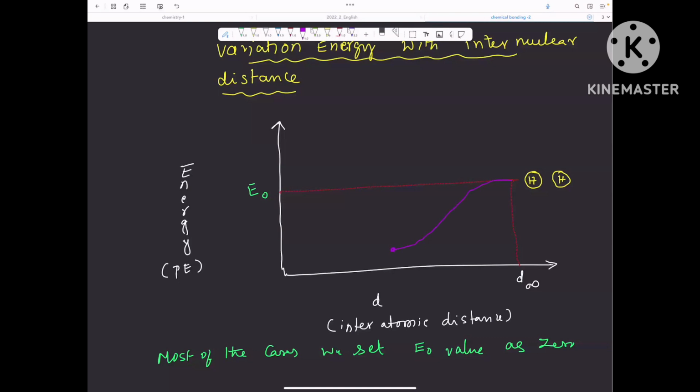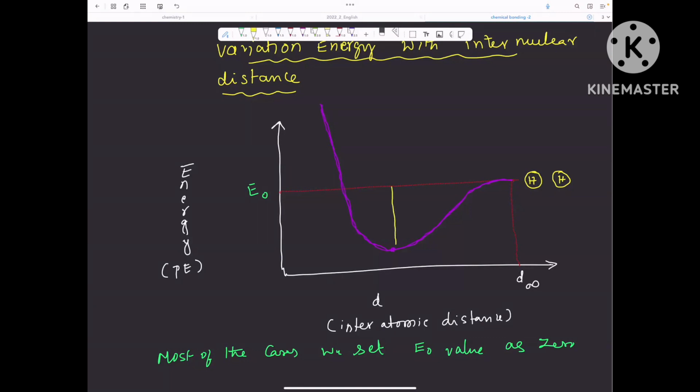And if you push two hydrogen atoms closer and closer, till now we have attractive forces. But if you still move the hydrogen atoms closer and closer, the repulsive forces start dominating. When repulsions start operating, the energy will go on increasing. Therefore, initially there are attractive forces, the energy gradually decreases, reaches a minimum, and if you push the hydrogen atoms, the energy gradually increases.